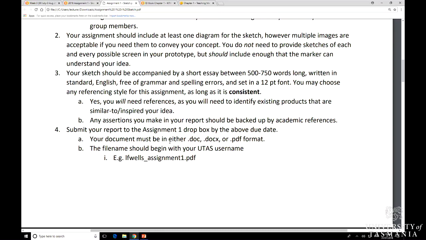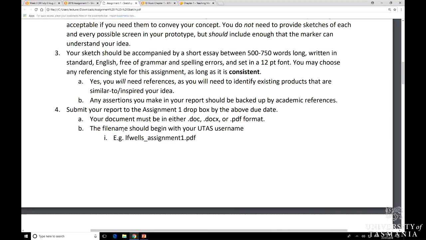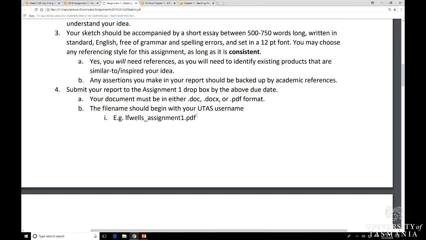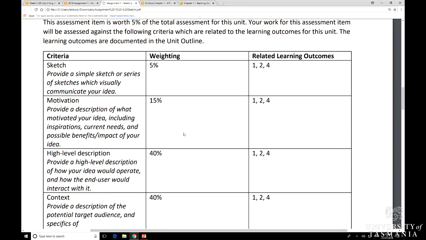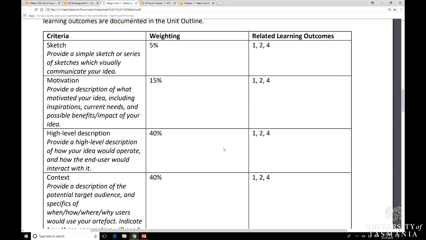Submit your assignment to the Assignment 1 Dropbox with your username in it, please. I don't care about the format, Word or PDF is fine. In terms of the marking scheme, this is the weighting of the different components. Like I said, the sketch is only worth 5%. We're not here to say you have really amazing drawing skills or anything like that. The sketch is there to complement the rest of the text, to communicate your idea. As long as it's a good sketch, this is easy marks: 5% of a 5% assignment.